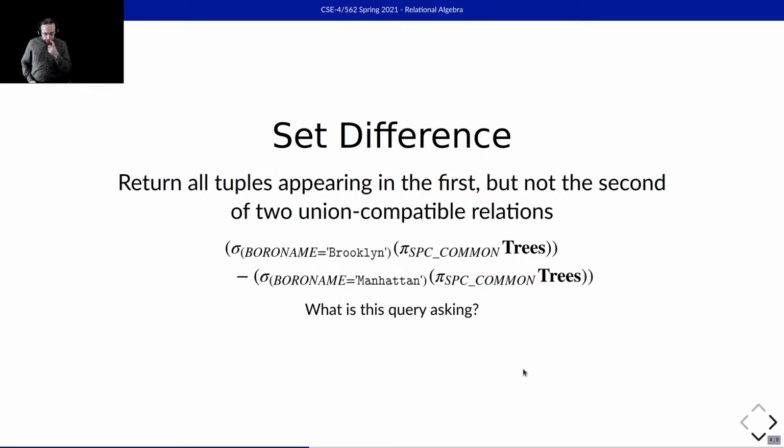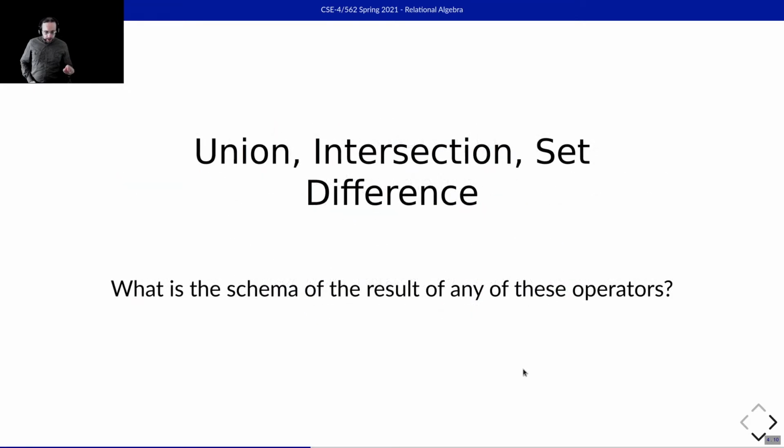Give folks a moment there. And Elizabeth, yes, perfect. Trees in Brooklyn that are only in Brooklyn, but not Manhattan. Perfect.